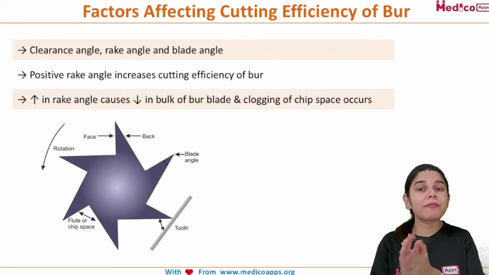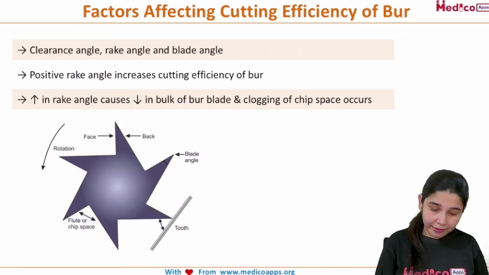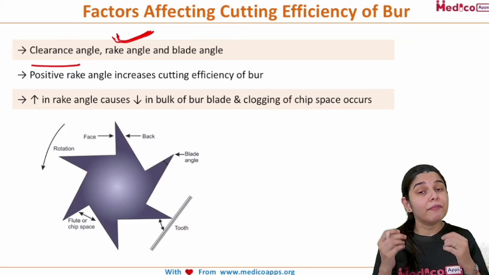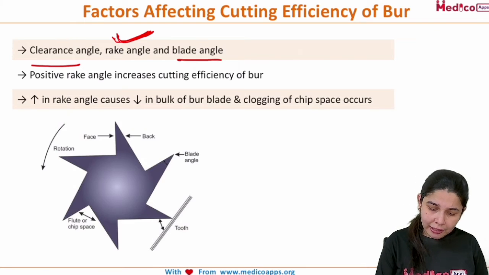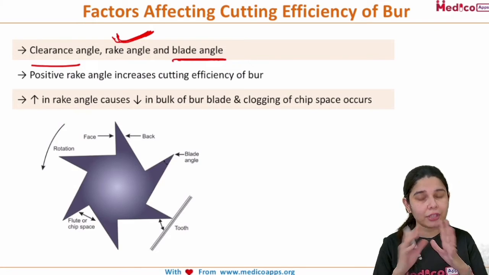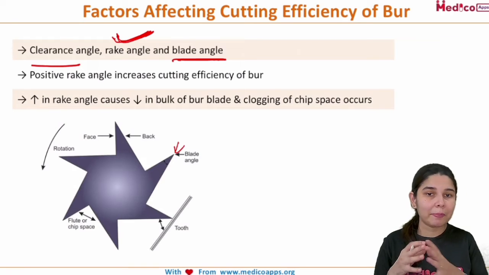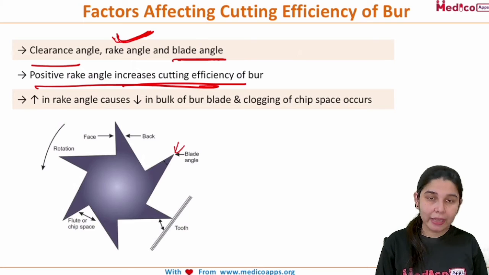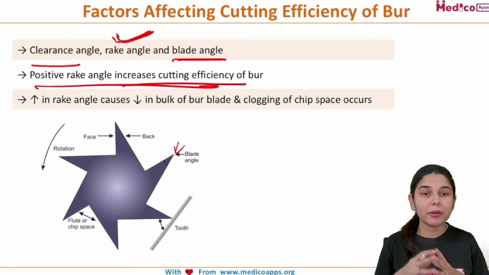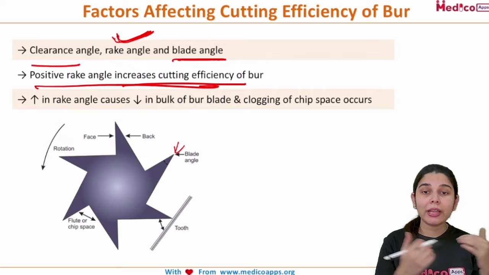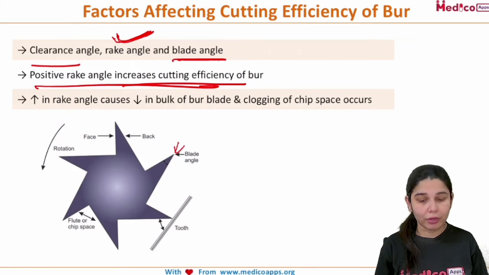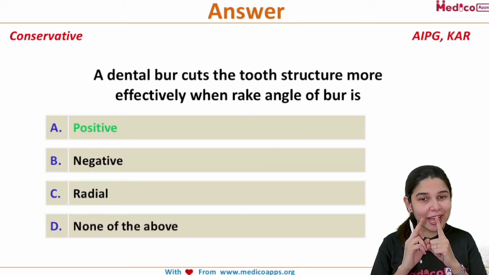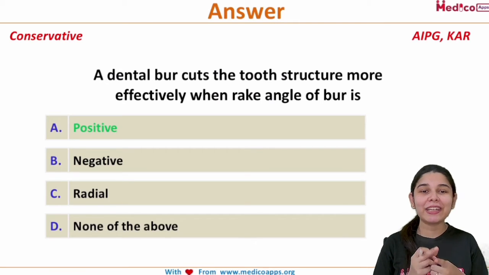The factors which affect the cutting efficiency of the burr: definitely clearance angle, but here the major factor is the rake angle which we have just discussed, and another factor is the blade angle which we have discussed. The blade angle also plays a major role, and we have discussed that the positive rake angle increases the cutting efficiency of the burr, but if the angle is more, there will be more clogging of the chip space. Let's now discuss our MCQ and eliminate the options and get the answer.